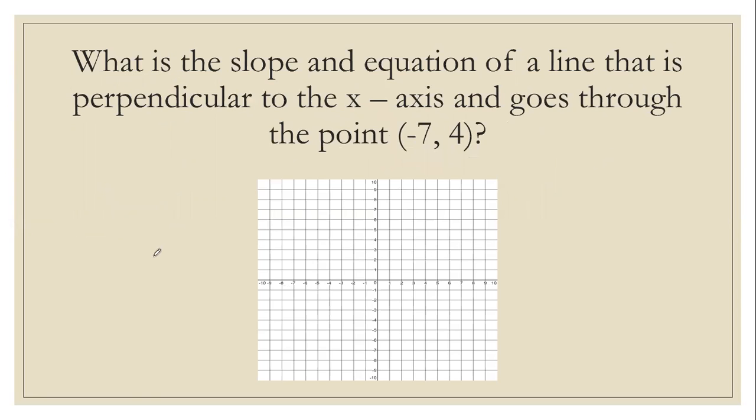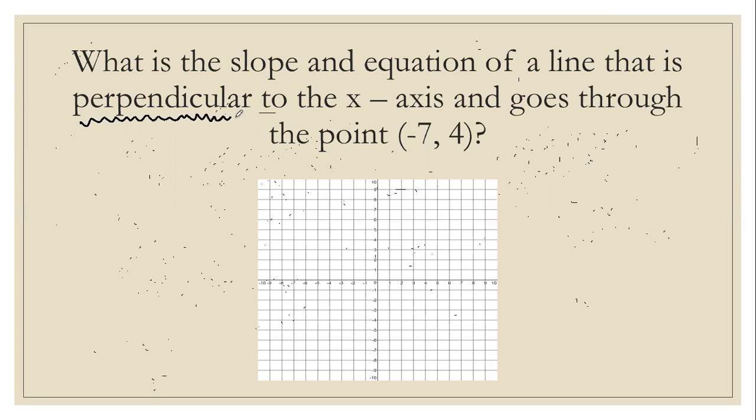All right, look at this one. Type your answer in the chat once you get it. I want you to go ahead of me. Everyone type your answer in the chat. So if we're okay, great, then we're able to answer this. What is the slope and equation of a line that is perpendicular to the x-axis and goes through the point -7, 4?